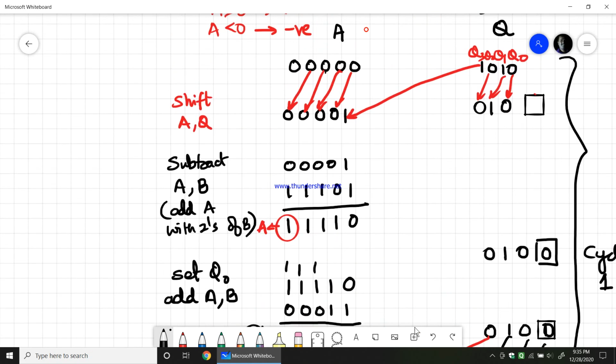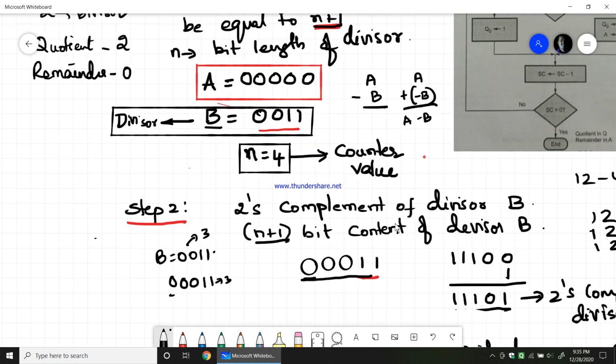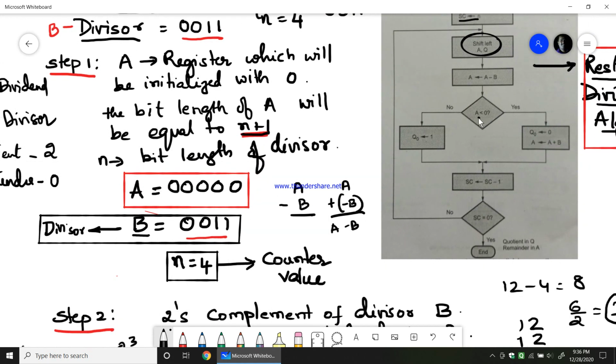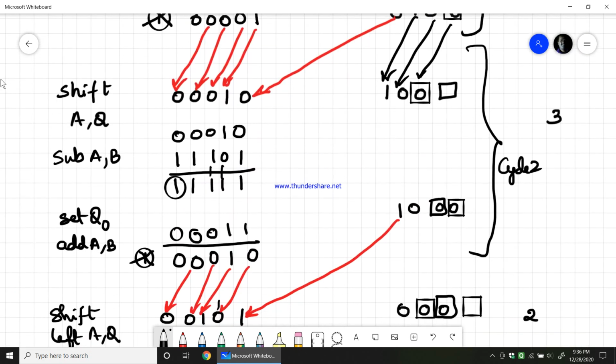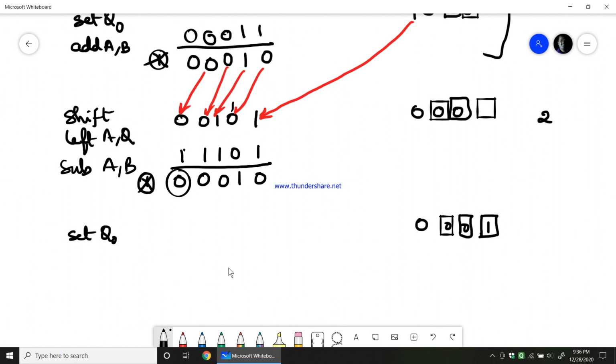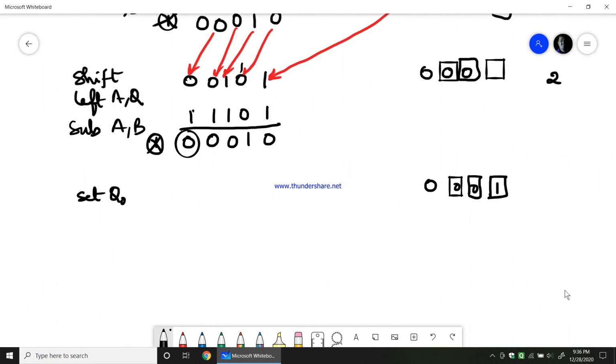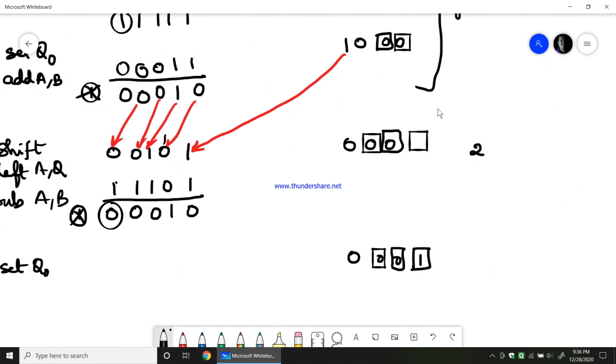Now if you see the algorithm in the flowchart, that is what I am doing. See, if A is less than 0, I am going to set Q0 to be equal to 0 and A equals A plus B, and then decrement the counter. Now if A is not less than 0, it means A is greater than 0. I am going to set Q0 to be equal to 1 and then decrement the counter. Here, as A is positive, I am going to set Q0 and decrement the counter. Now the counter will be equal to 1.